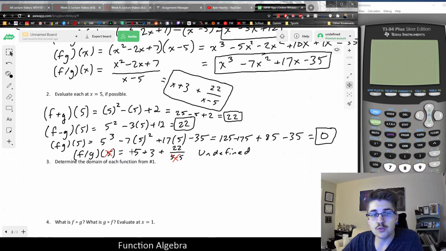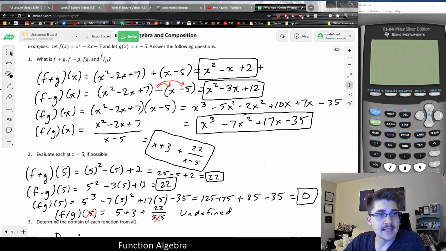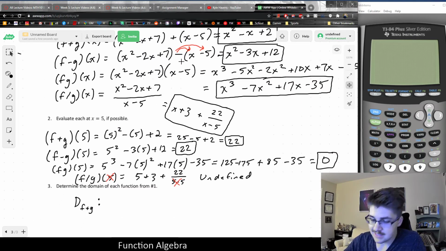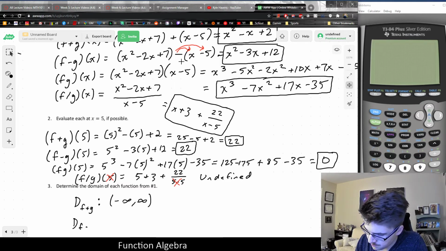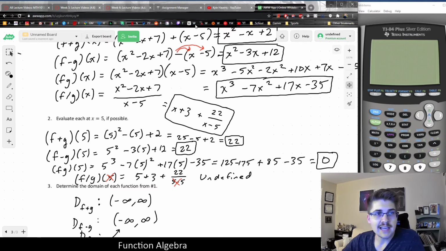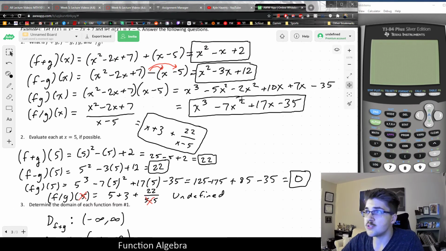And this leads me into number 3 on the packet for this week, which is determine the domain of each function. And that's kind of what I wanted to wrap up with from this example. Well, the domain of f plus g, when you add two polynomials together, you get another polynomial, right? And a polynomial has a domain of all real numbers, so that stays the same. Basically, the domain of f plus g is all real numbers. Domain of f minus g is also all real numbers, and same with f times g.